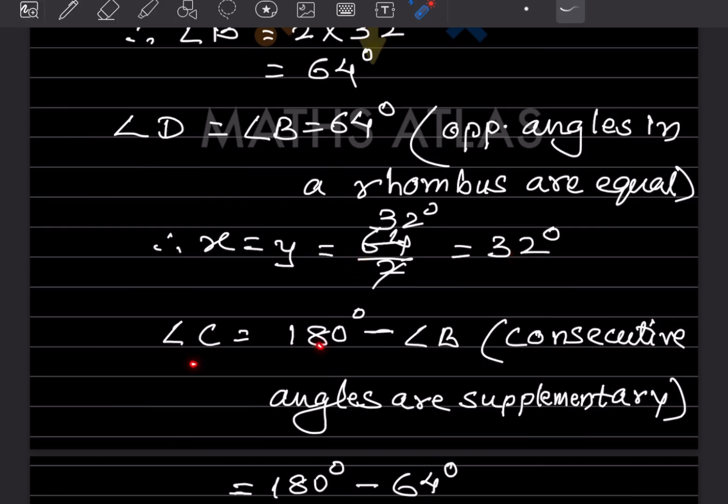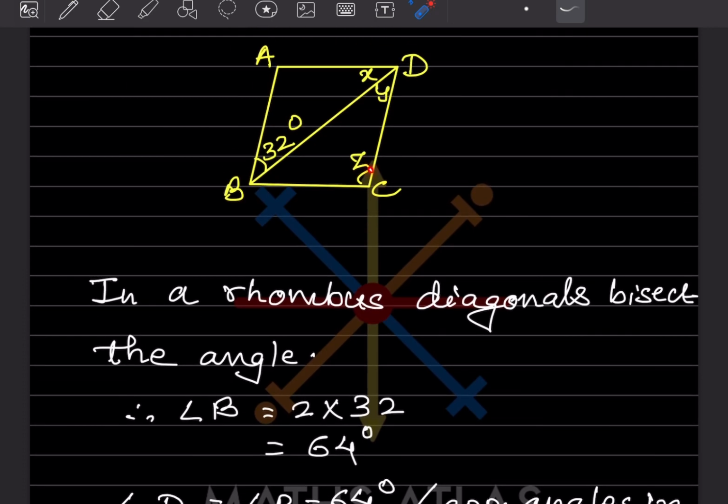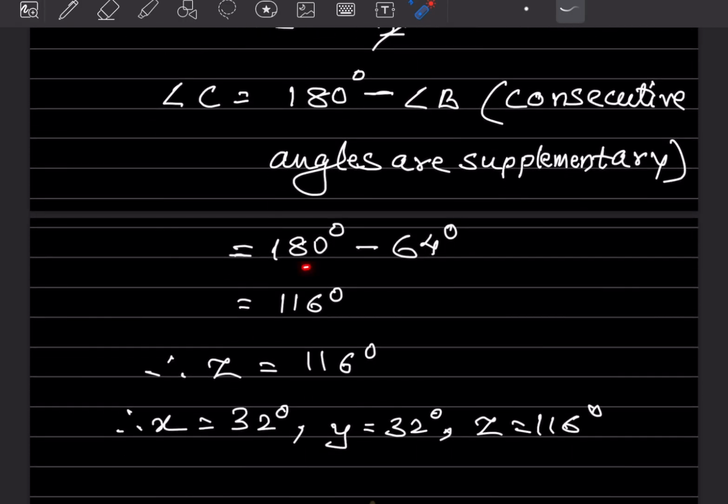And angle C will be 180 minus angle B, because consecutive angles are supplementary. This C. So these are supplementary. So 180 minus 64 is going to be 116. So Z is 116. So these are again the repeated X, Y and Z values.